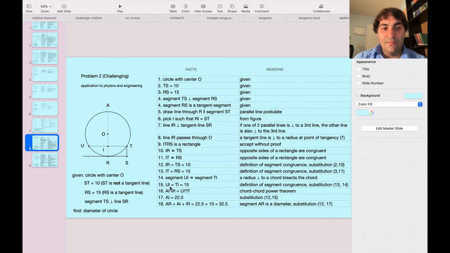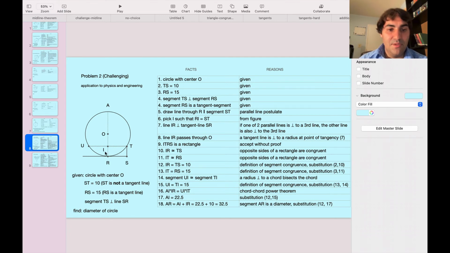So we get this relation. Now we can use the chord power theorem. We can use chord UT and chord AR. So length of AI times length of IR equals length of UI times length of IT. If we do some substitution, we know that we're trying to find AI. We know IR equals 10, UI equals 15, and IT is also 15. So if you substitute, you get AI equals 22.5.